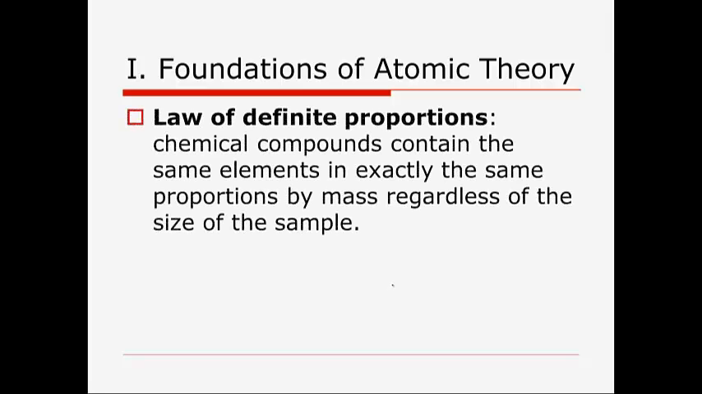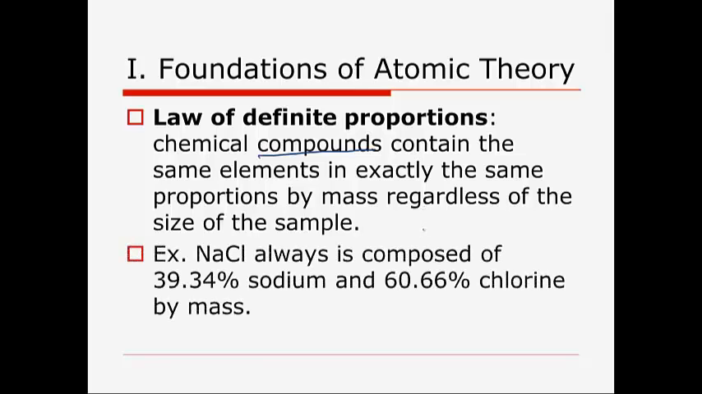Okay, next, we have the law of definite proportions. Chemical compounds contain the same elements in exactly the same proportions by mass, regardless of the size of the sample. Because a compound is a pure substance, every particle is made up of exactly the same chemical composition. So, for example, sodium chloride. Every single sodium chloride unit has one sodium and one chlorine atom. So, as a result, by mass, it's always going to be 39.34% sodium and 60.66% chlorine.